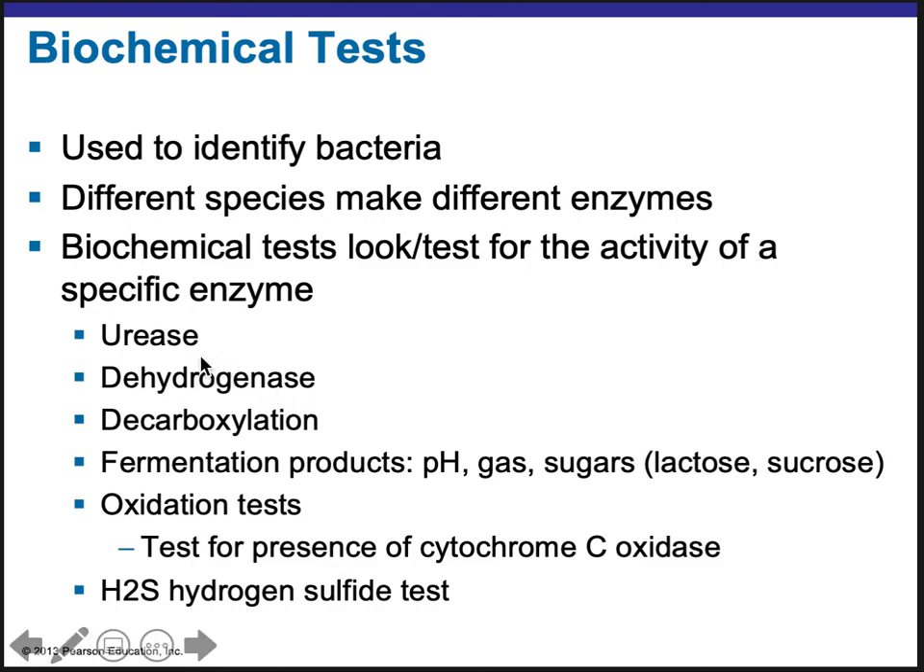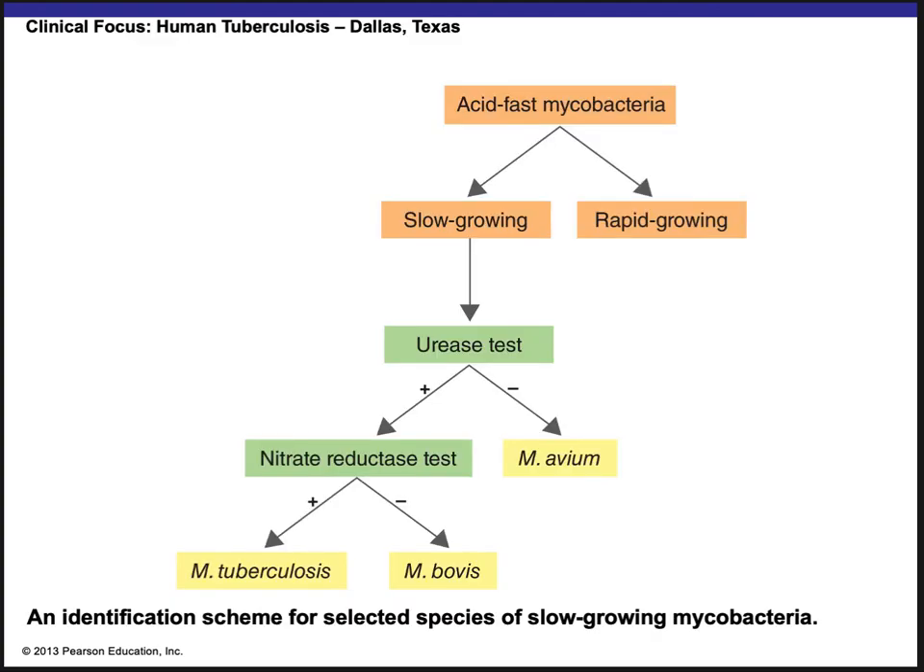Some examples are the urease test, dehydrogenase test, decarboxylase, or decarboxylation. We typically call it decarboxylase. Different fermentation products and different fermentation sugars. Oxidation tests, hydrogen sulfide tests, right? So there's a lot of different biochemical tests, and specific species or groups of bacteria will test particular ways, and this will help us. And so we use this in conjunction with a dichotomous key.